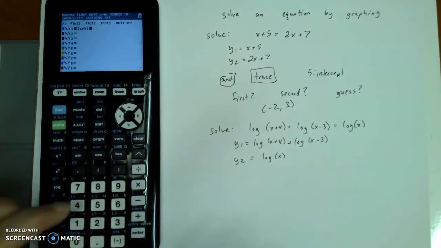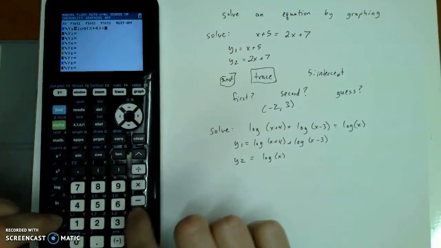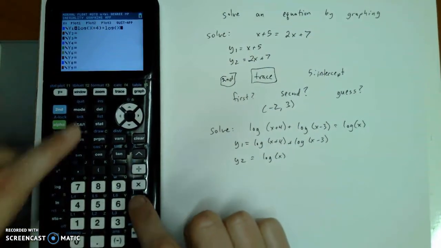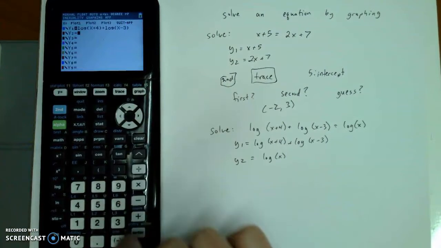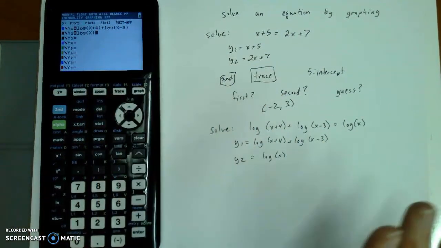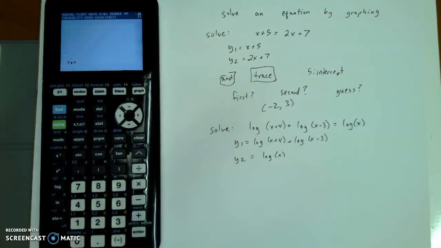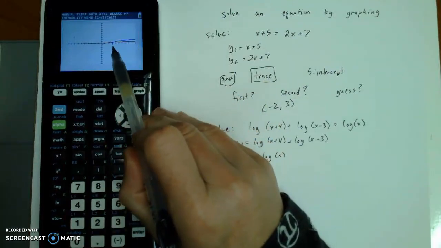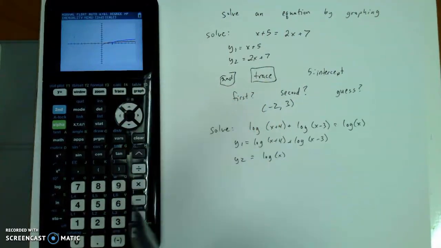So let's hit log, and I've got x plus 4 in parentheses, and then minus log of x, that's subtraction. And then on the other side, I've got the log of x. Again, always make sure I've typed it in correctly, otherwise that calculator is not going to help me. And then let's hit graph. So here is my first graph, and here comes my second graph. Now it does look like they're intersecting. I'd say that's maybe 3.5-ish, but it's definitely a lot harder to see because these are not as nice graphs.